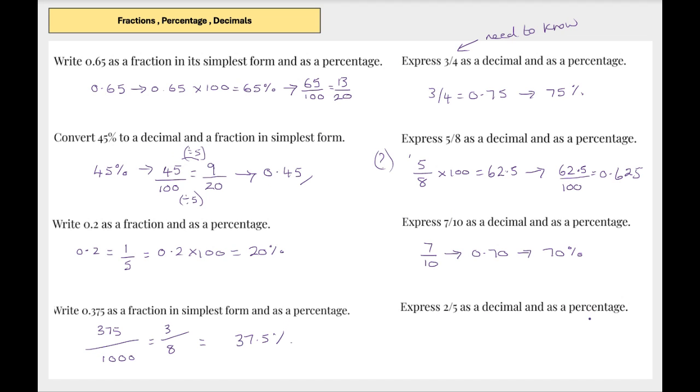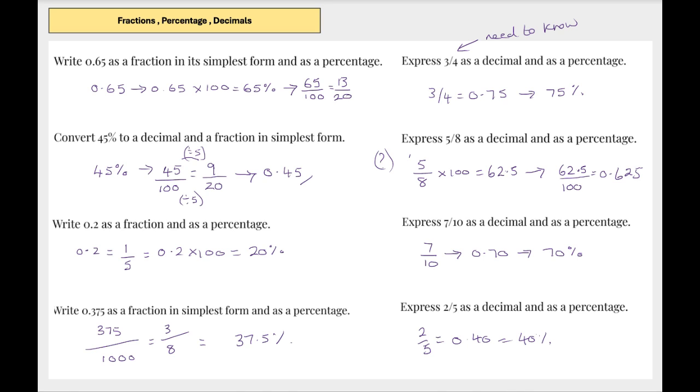Express 2/5 as a decimal and as a percentage. So that really is an easy one to finish off. So 2/5 equals, I hear you cry, 0.40 as a decimal, and then it is 40%.